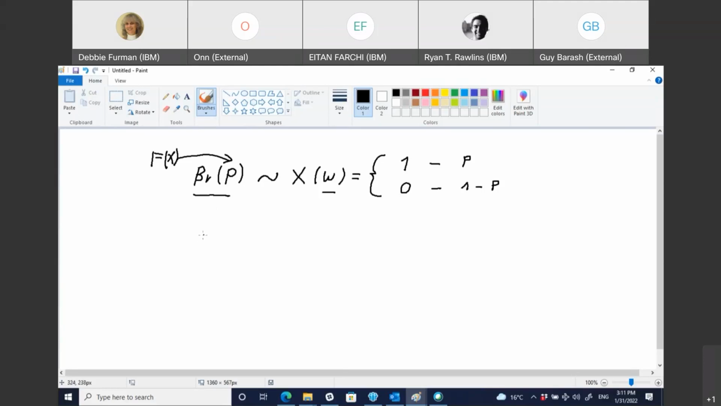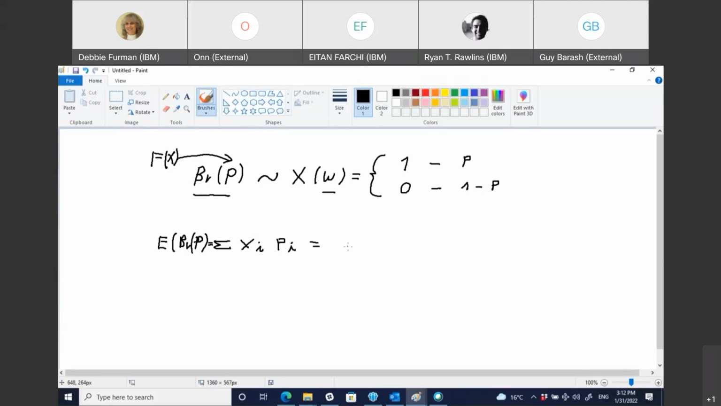Okay, so in general, this is a discrete distribution, so it has two possible values. It's not an infinite distribution with an infinite number of possible values. So the average of the random variable is simply the sum of the possible values that the random variable can take times the probabilities of getting that value.